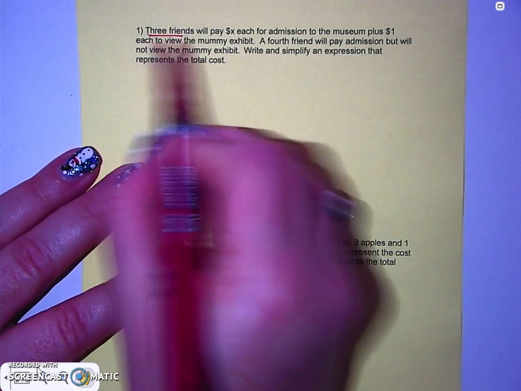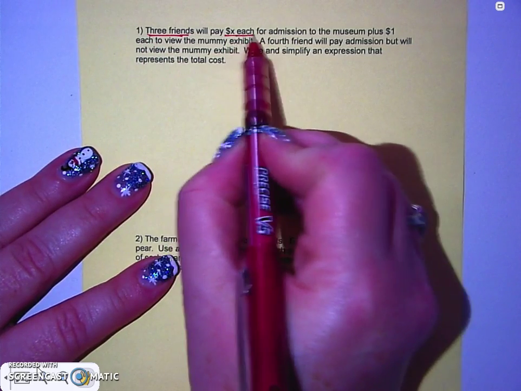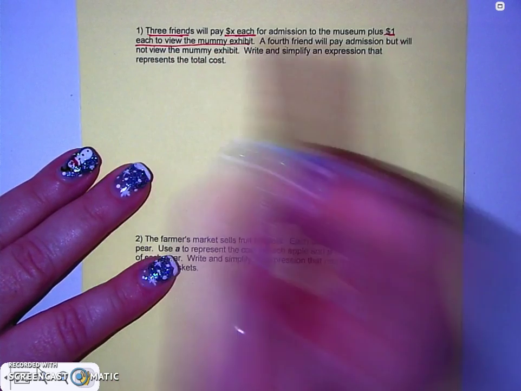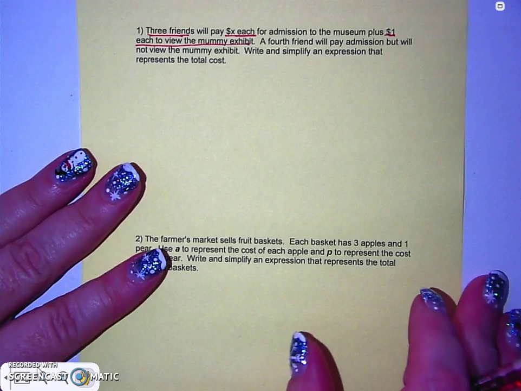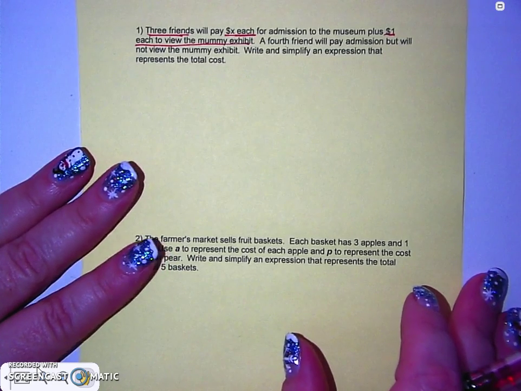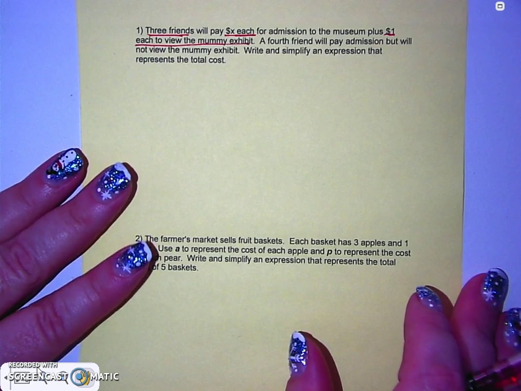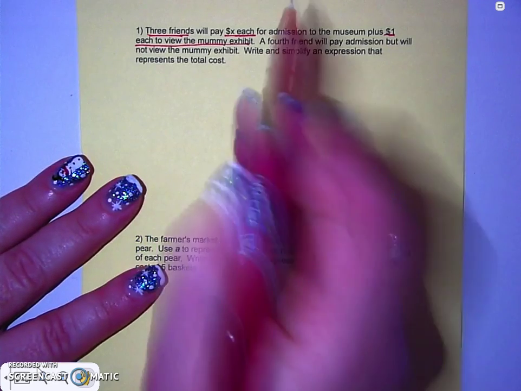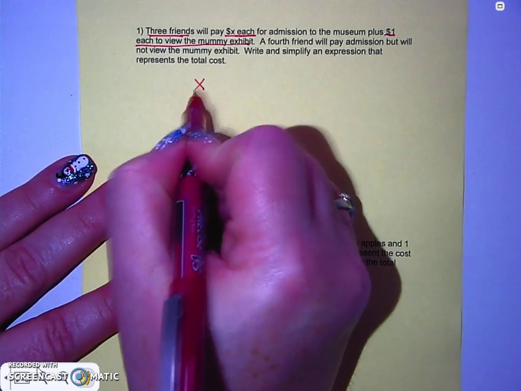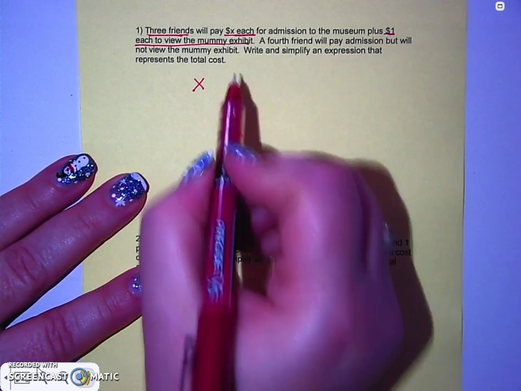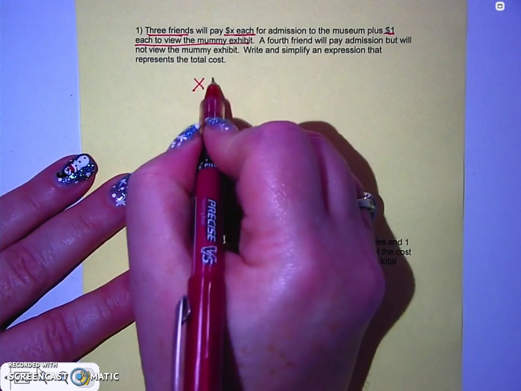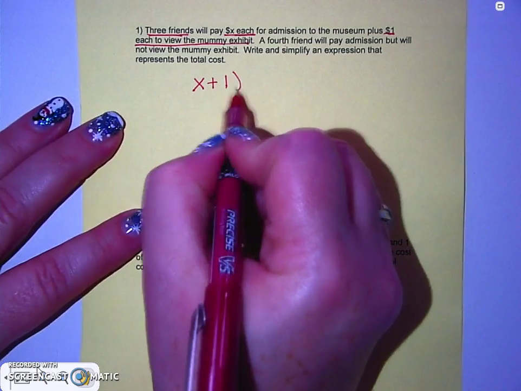Three friends are going to pay X dollars each plus $1 each. So let's think about those three friends first. So what's one friend going to cost? What might the expression look like for one friend? So we know that one friend is going to pay X dollars, plus they're going to pay, what does it say? $1. So plus $1. And that's one friend.